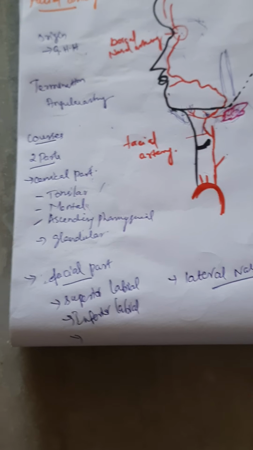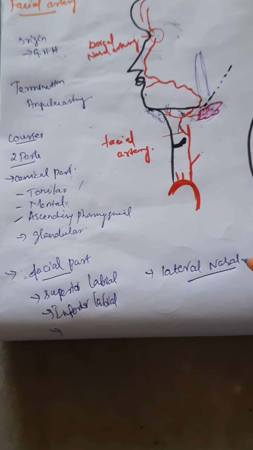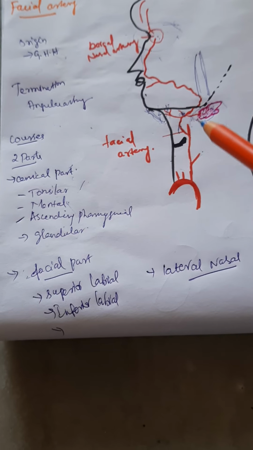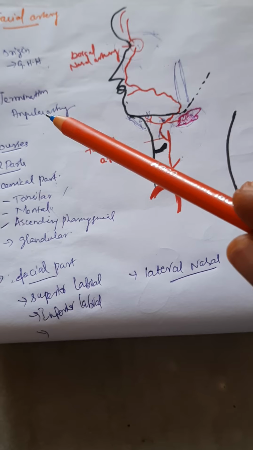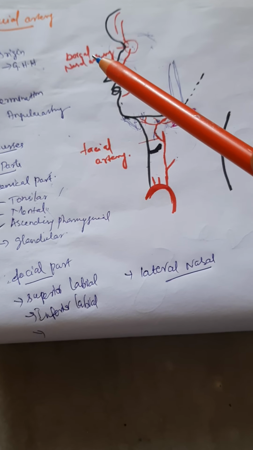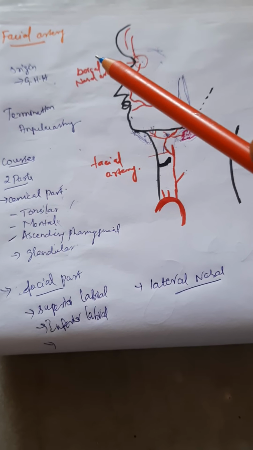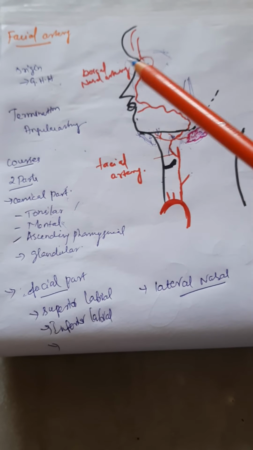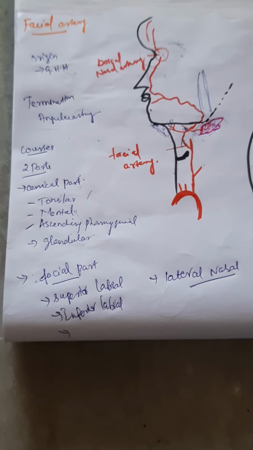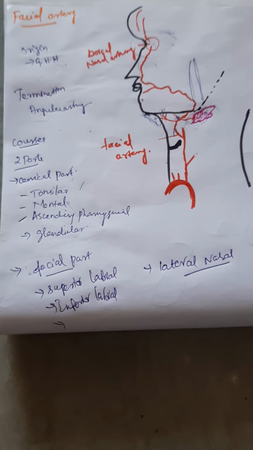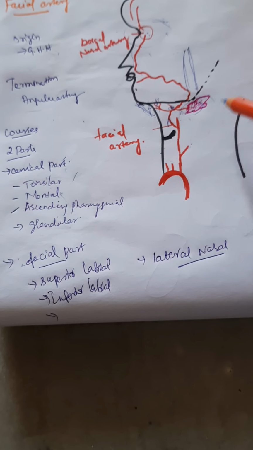In the facial part you can see the superior labial artery, inferior labial artery, and lateral nasal artery. Once it reaches the medial end of the eye, it is called the angular artery. This artery will anastomose with one of the branches from the internal carotid artery, the dorsal nasal artery. Both anastomose with each other. This is the general course of the facial artery. It crosses a few relations which you have to remember.